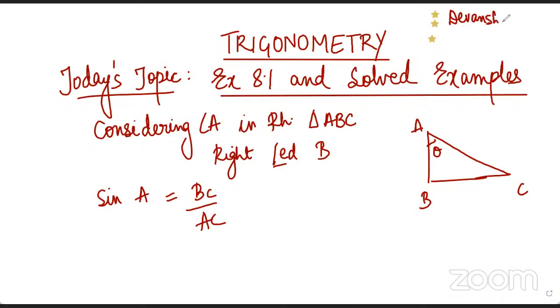Let me just write your names. Devansh, Navnita, and Navya. Coming to the second T ratio, that is cos A. So what will be cos A? Anyone? What would be cos A? You may even raise your hands.